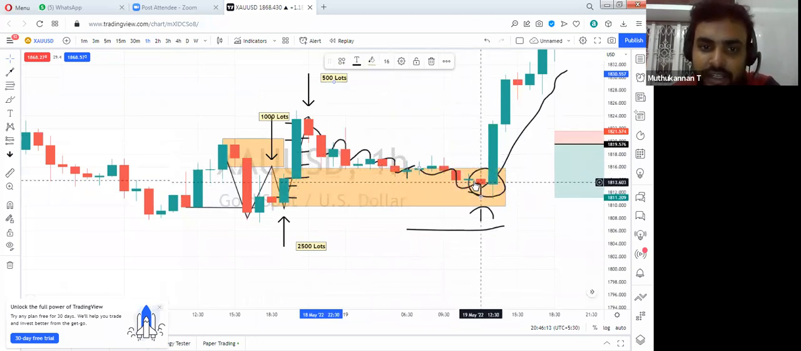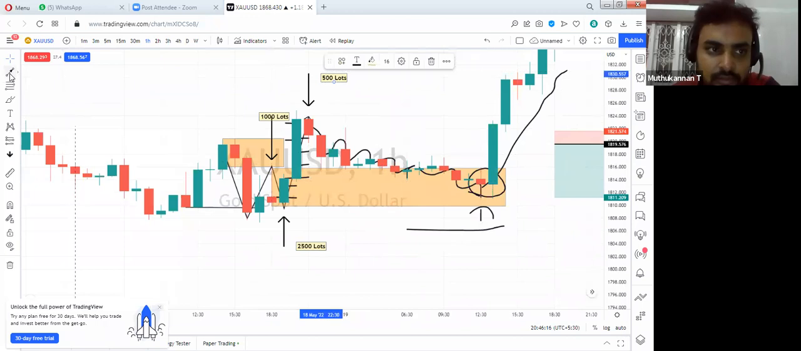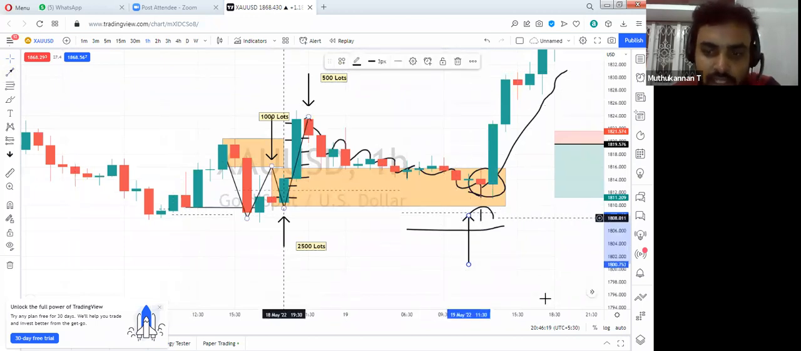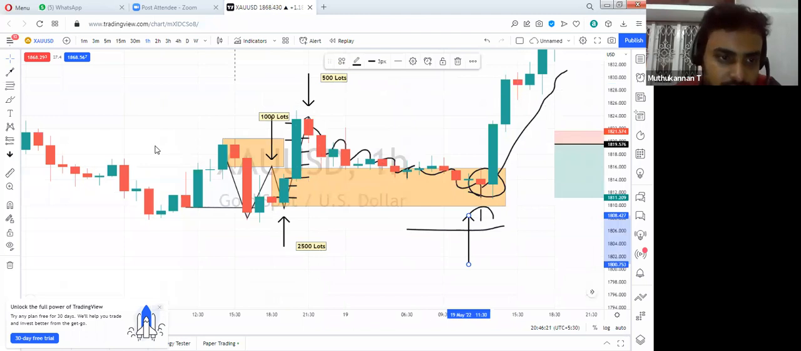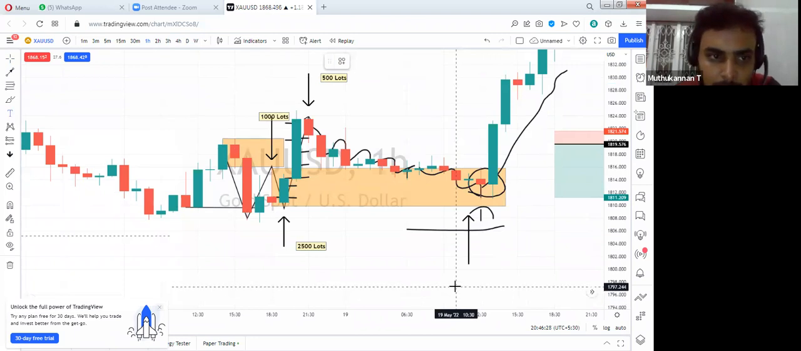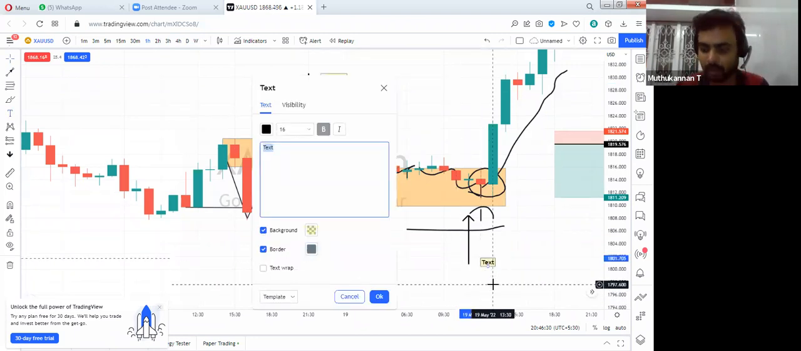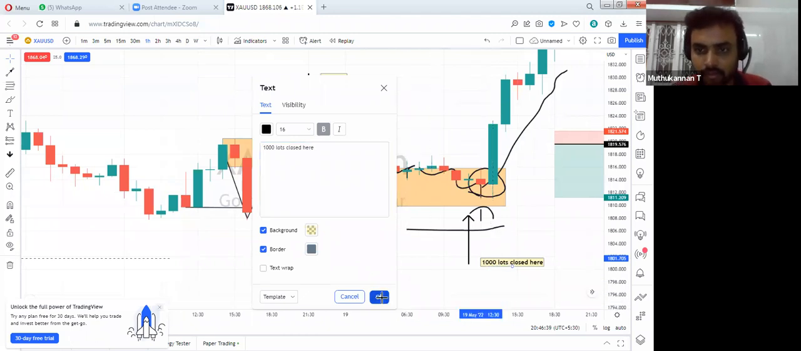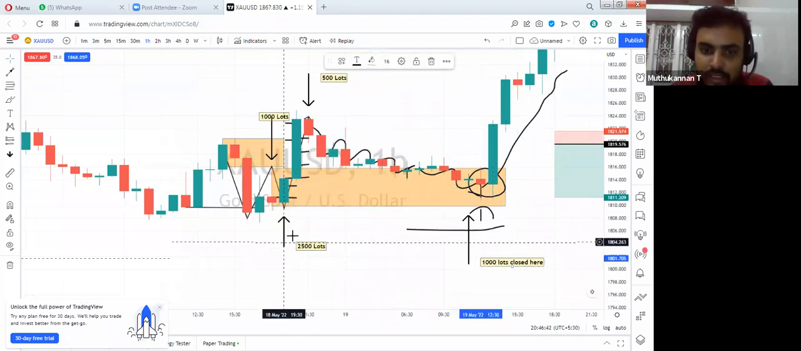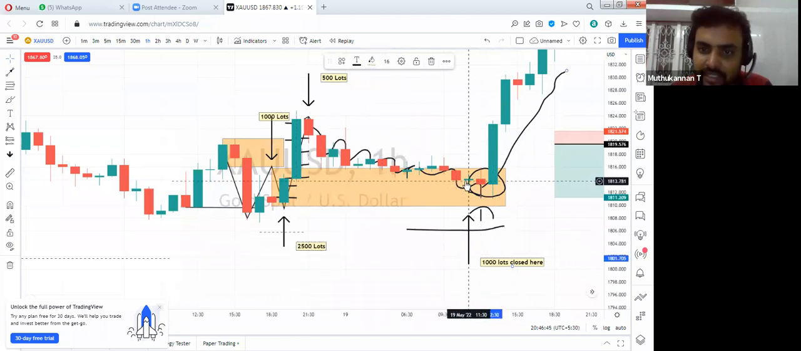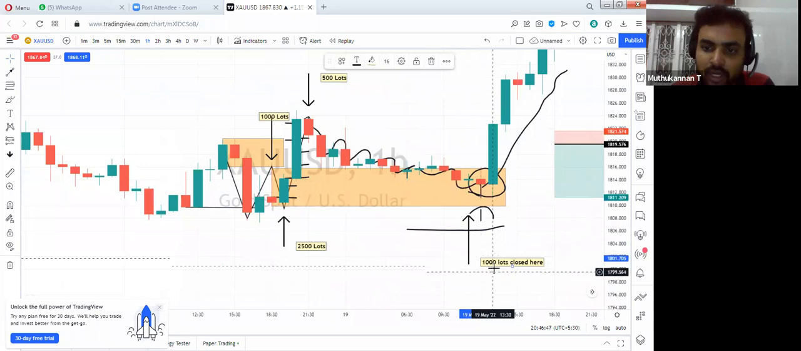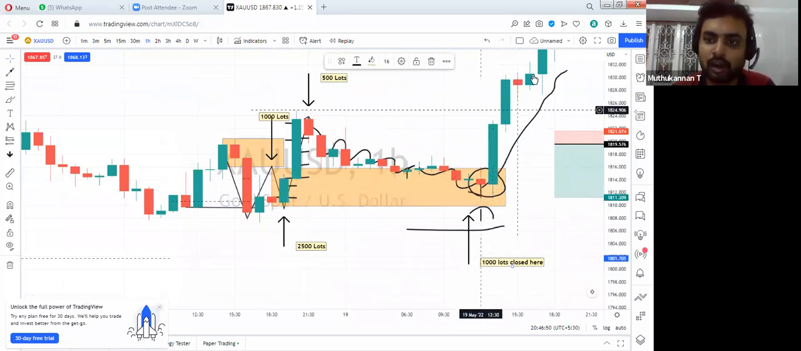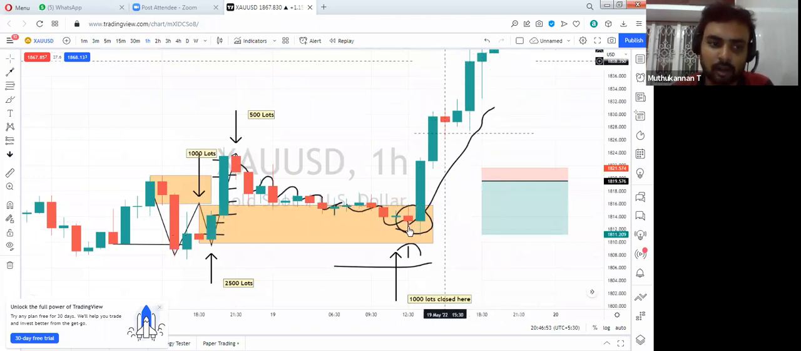And as soon as it touches here, they'll be closing these 1,000 lots here. So now the 2,000 lots still exist, and in addition to that, 1,000 lots are added. So around 3,000 orders have been placed. That's the reason the price has gone up.